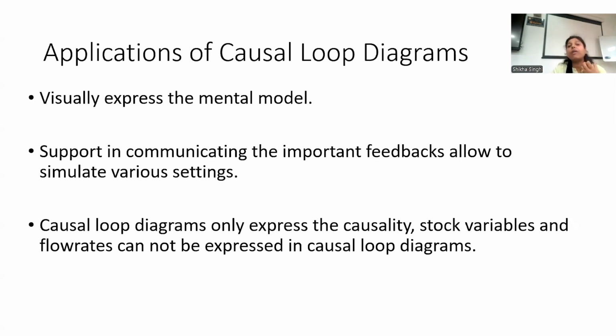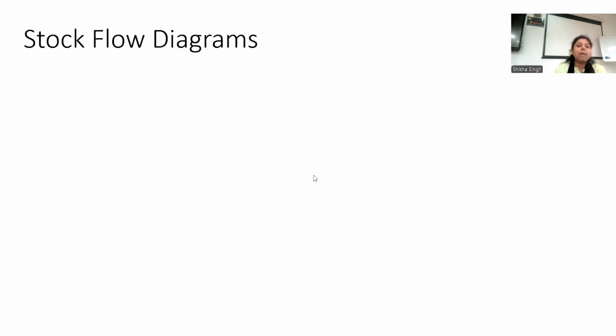Then the rate of increment and rate of decrement of inventory is, if your production rate is high, your inventory will be higher. If your sales rate is higher, your inventory will be reducing. So this is how the one more map is there, that is called stock flow diagrams or stock flow maps.